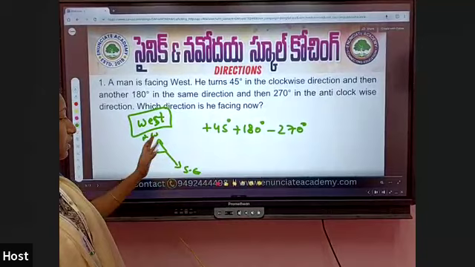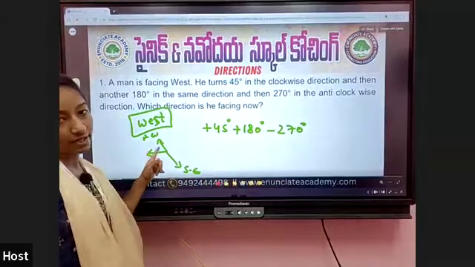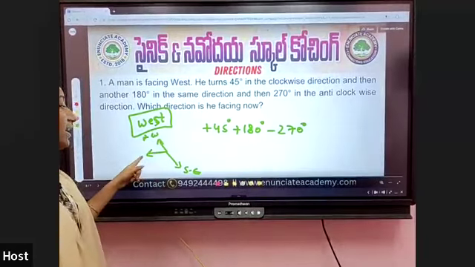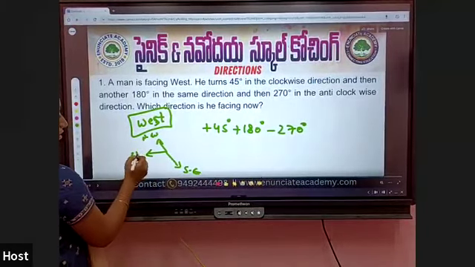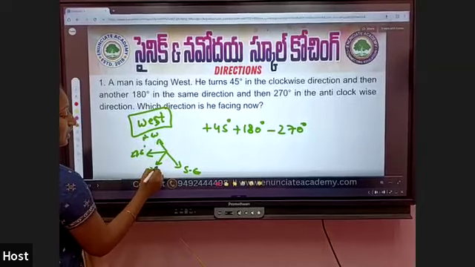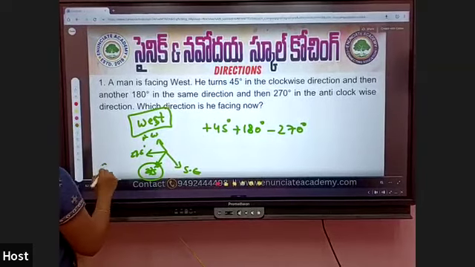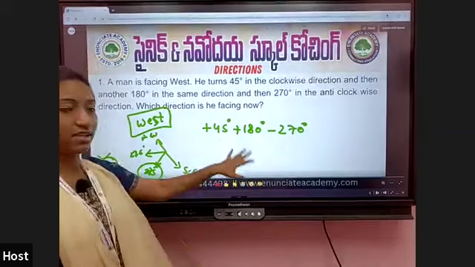Again 270. Up to here, anti-clockwise means we should come back. Up to here 180 degrees, and after 180 degrees, it is 225 degrees, and this is 270 degrees. This direction is southwest. This is the confusing model. This is the easy model.